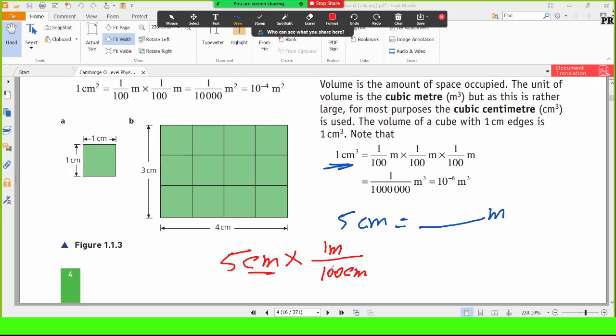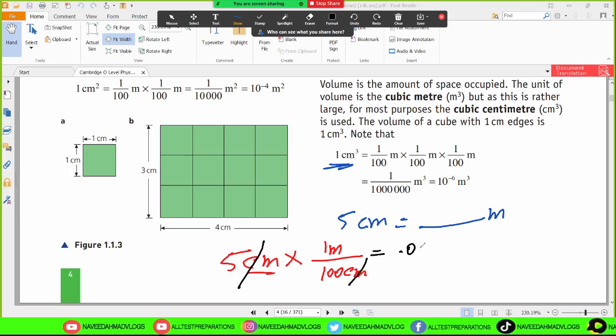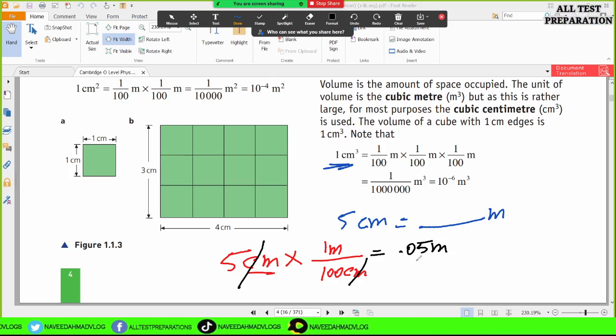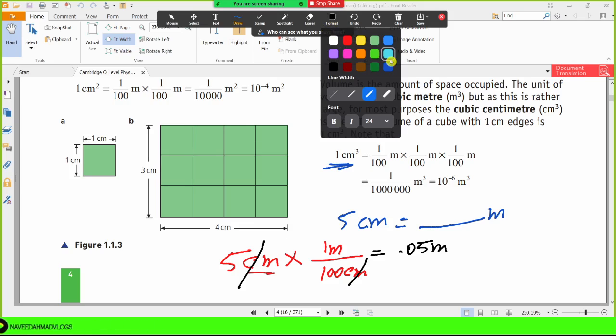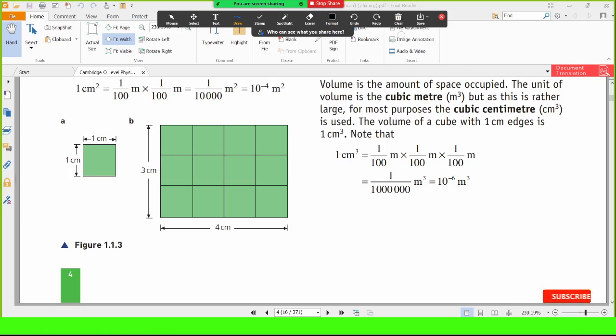1 meter is equal to 100 centimeter. So this centimeter will cancel out by this centimeter, and it will give you 5 divided by 100, which is 0.05 meter. Yes. So through this method you can easily do the conversions. Let's suppose 5 kg is given to you.